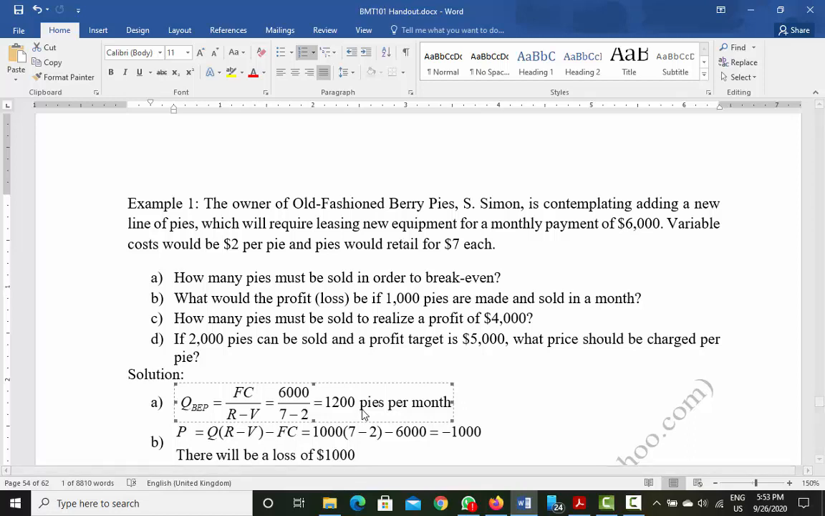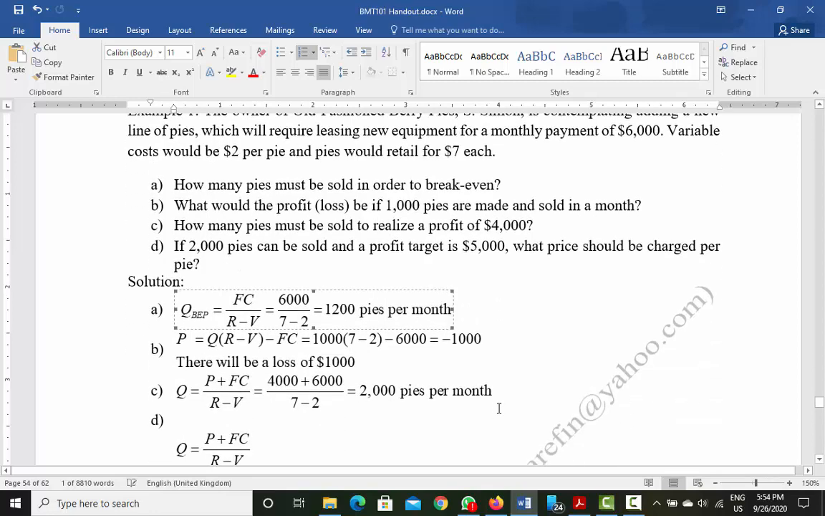I am repeating again. If you produce less than 1,200 pies, you will have a loss. If you produce 1,200 pies, that is the break even quantity, with no profit and no loss. If you produce more than 1,200 pies, you will have a profit, right?